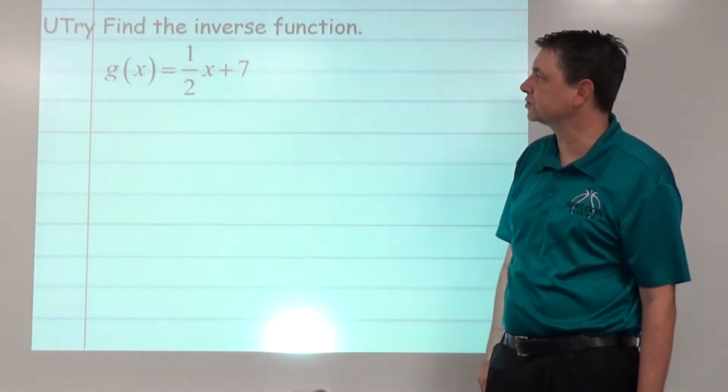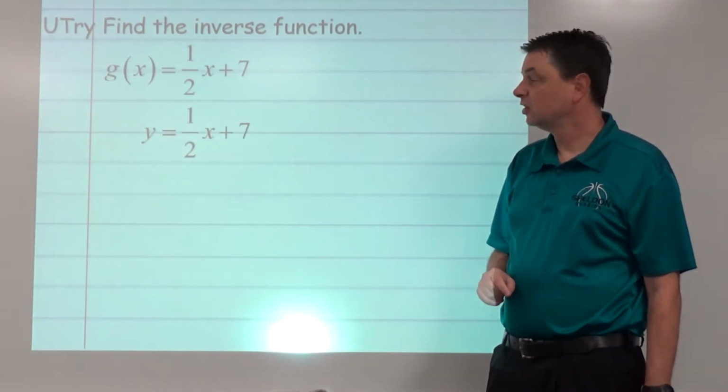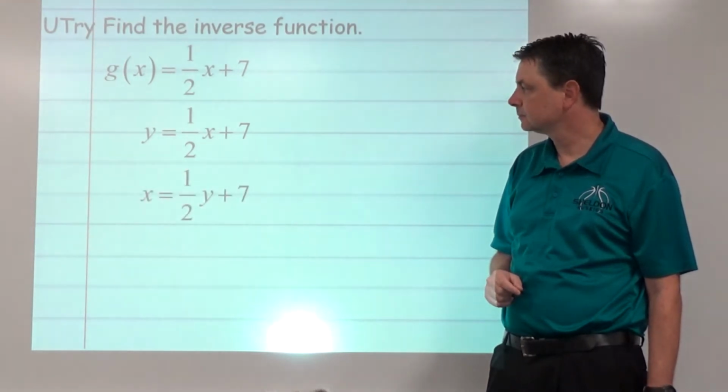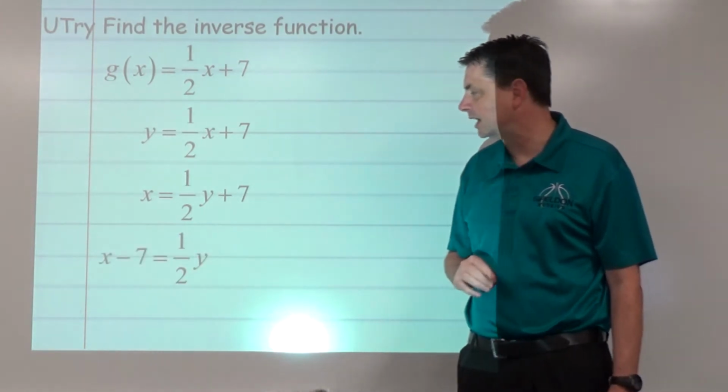All right, let's go ahead and take those steps. We're going to write it as y equals. We're now going to switch the x and the y. Let's go ahead and solve for y. So we'll subtract 7 on both sides.